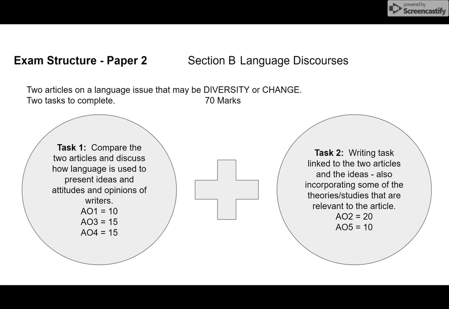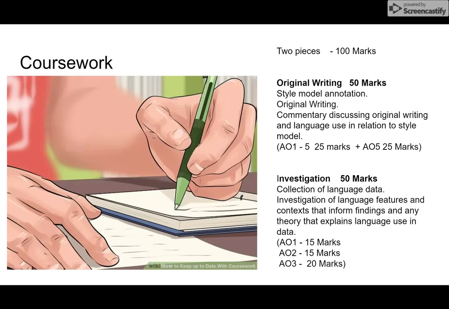So that's 20 marks for AO2, which is the incorporation of the theories, and AO5, which is for the original writing and the creativity in that. The final aspect is the coursework, 2 pieces of coursework, each worth 50 marks.